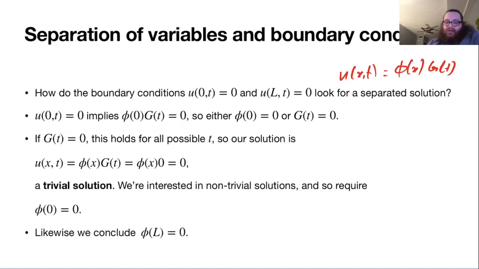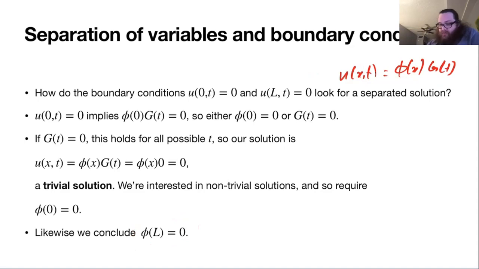Okay. And you can do the same sort of analysis to show that, well, right, plug in L for x. So L right there, that's going to be equal to 0. That's going to tell you that phi of L times g of t is equal to 0. Do the same exact analysis. You're going to conclude that you must have phi of L is equal to 0. Okay.